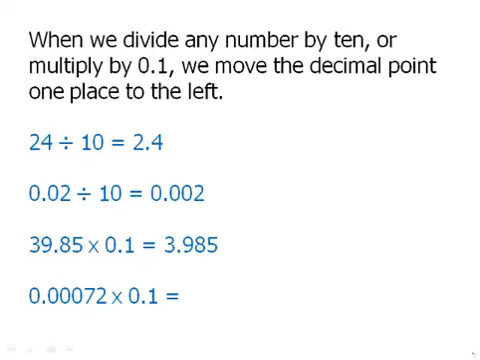Finally, 0.00072, that is 72 hundred-thousandths. That has 3 placeholding zeros. When I multiply by 0.1, we move the decimal point 1 place to the left. We wind up with 4 placeholding zeros, 0.000072.